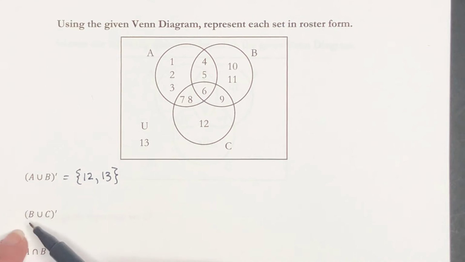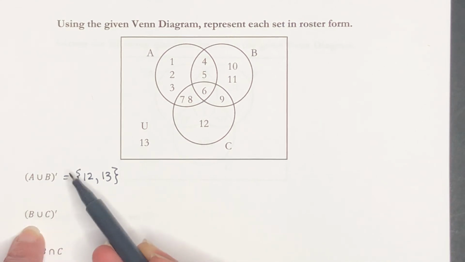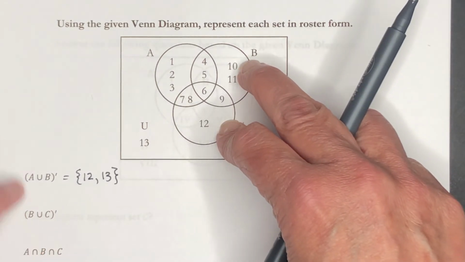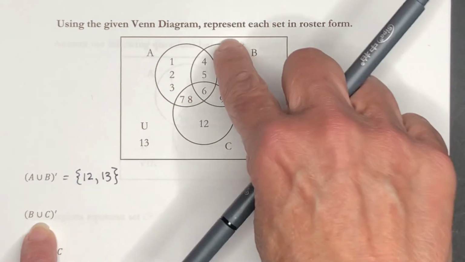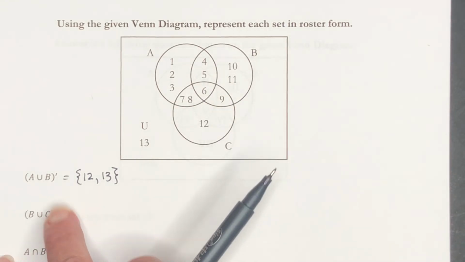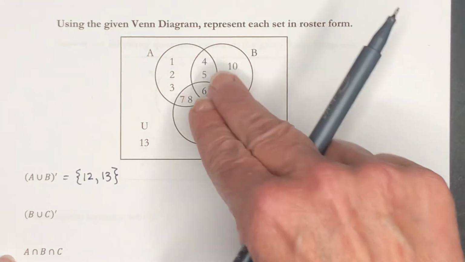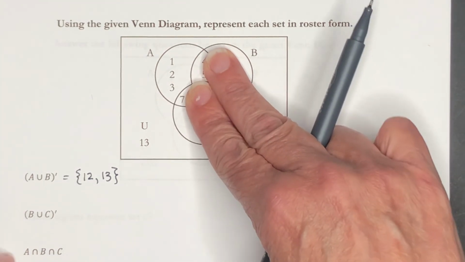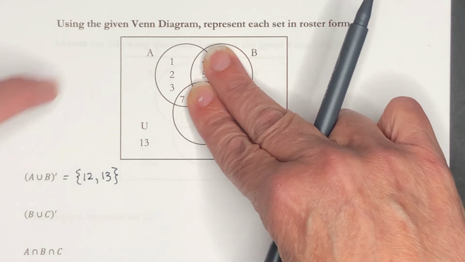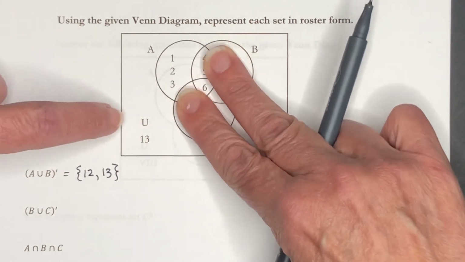Now let's do B union C complement. This is very similar. We're just using B and C this time, not A. B union C would be everything that's in these two circles. And if we're going to take the complement of that, it's asking for everything that is not in either of these two circles. So that's going to be {1, 2, 3, 7, 13}.